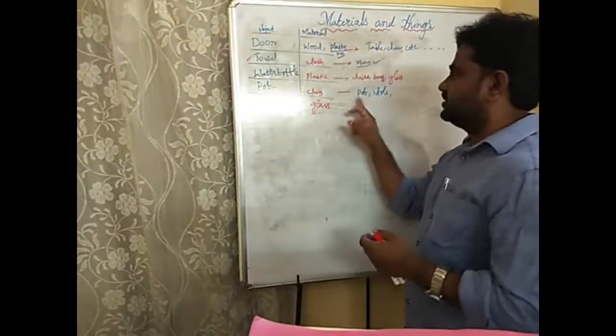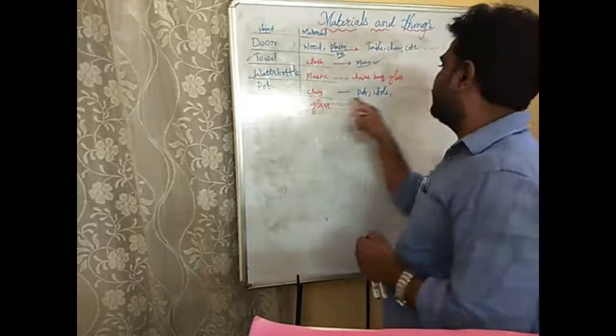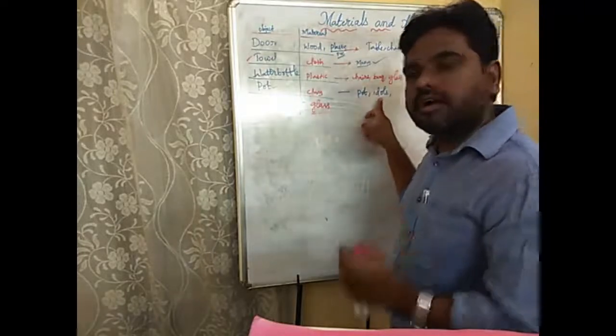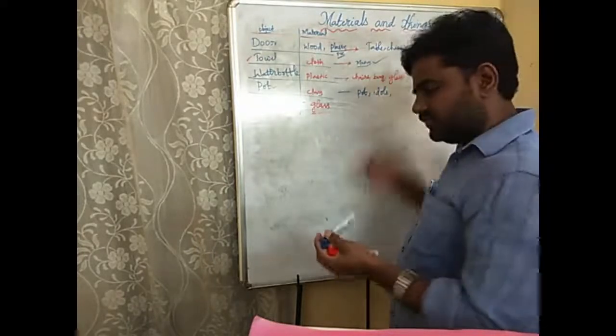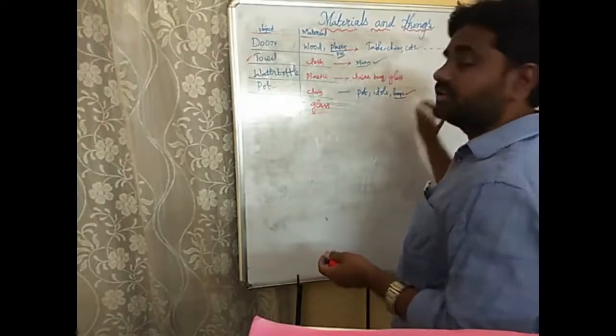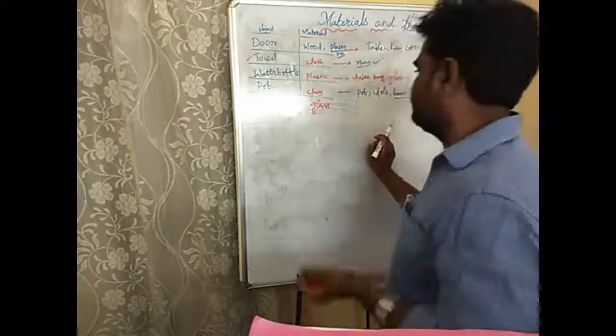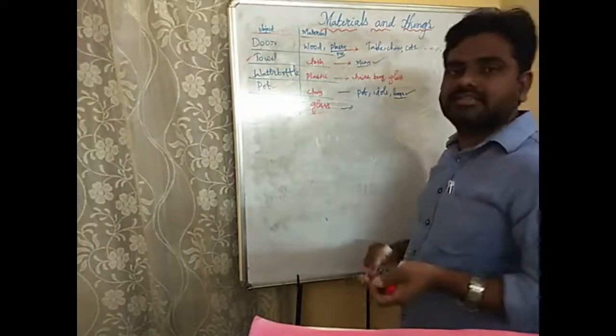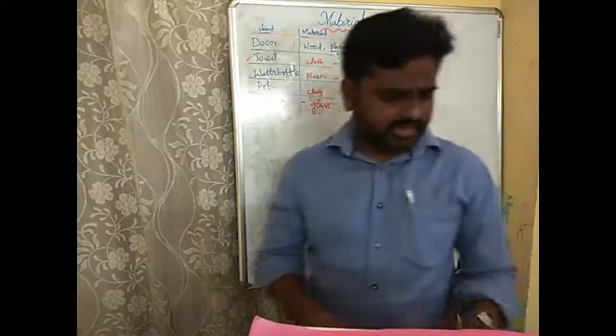With the help of clay, we are going to prepare idols and some other articles, and even lamps also we can prepare at the time of Diwali festival from the clay. And from glass, you know very well, mirrors and so on. There are many materials.